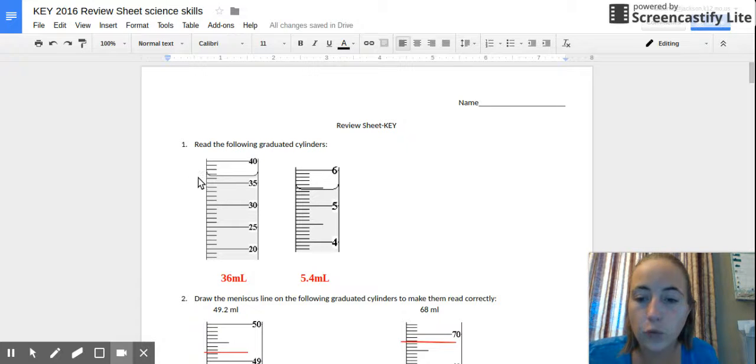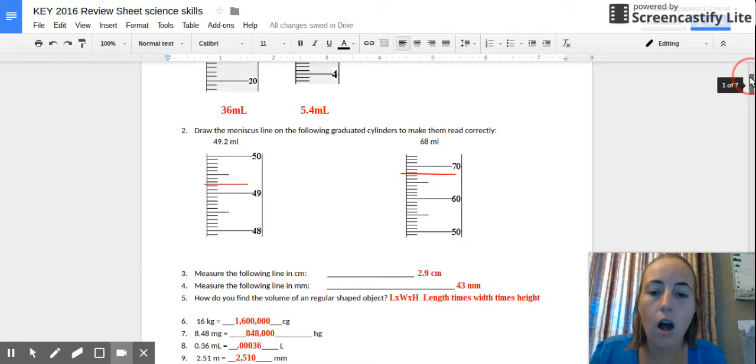Okay, so your first one, it's not all the way up to the 37 mark. Since it's not all the way up there, it's 36 milliliters. Second graduated cylinder, again, it's not all the way up to that half mark. So 5.4 milliliters would be your best answer. Do not go over that. It's better to round down than to go up to the next higher one that the mark's not really at.